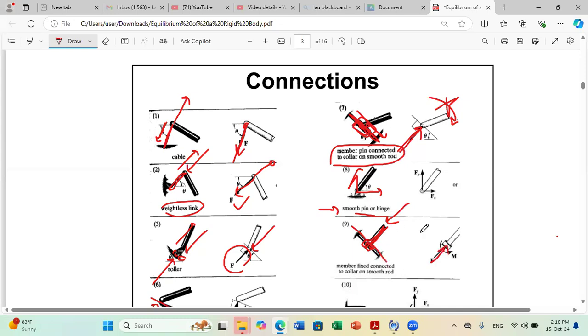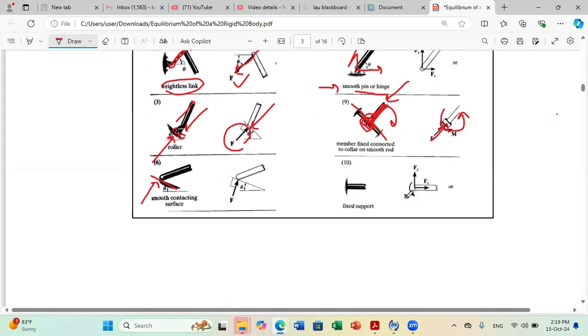Can I rotate my rod? Also, I cannot rotate because this is one welded piece. I don't have the flexibility of rotation. If I try to rotate, I might have rupture. So I cannot rotate this structure about this point. This means that this connection will develop a reaction moment to oppose any rotation. So in this case, where I have a member fixed connected to collar on smooth rod, I have two reactions, a force and a couple moment.